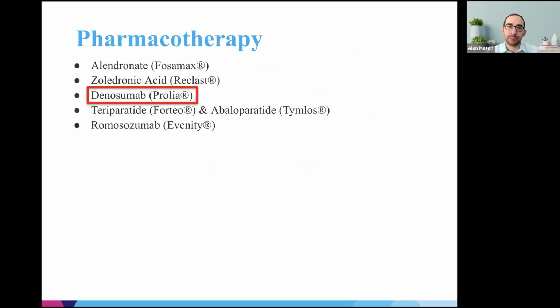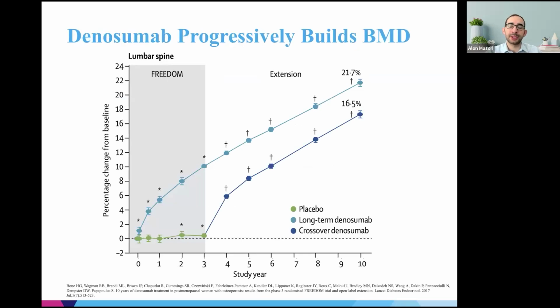If we move on to denosumab, we see that there are some very interesting properties. So one is that denosumab progressively builds bone mineral density at the lumbar spine and also at the hip, the distal third radius, and the femoral neck. Here, we see that after 10 years of treatment with denosumab, there is a progressive increase in the lumbar spine to almost 22%. And this is so impressive because we note that only 5% would have been statistically significant.